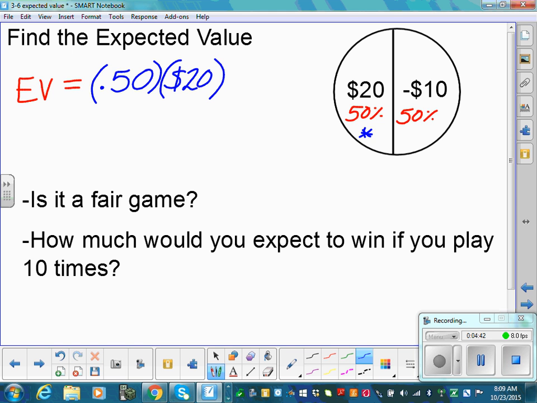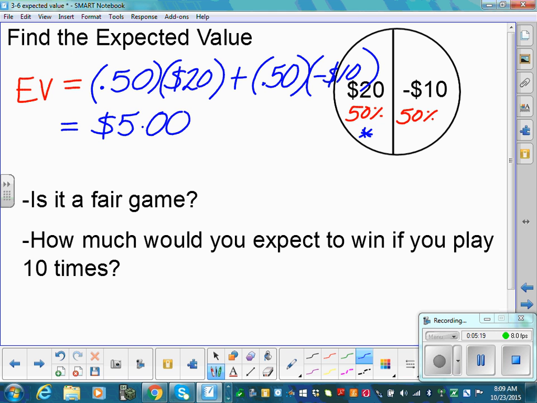And then plus, there's also a 50% chance of landing on the negative $10, so losing $10. There's my formula. Then you just use your calculator and plug it in. So you'll type it into your calculator, and how much can we expect to win or lose? It might be negative, which means we're expected to lose. So how much can we expect to win or lose? $5. Very good. So our expected value is $5.